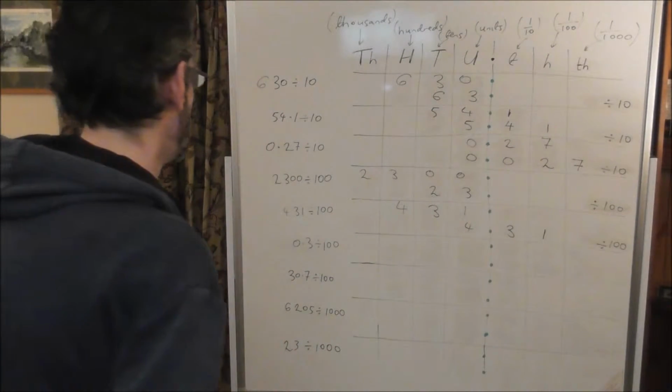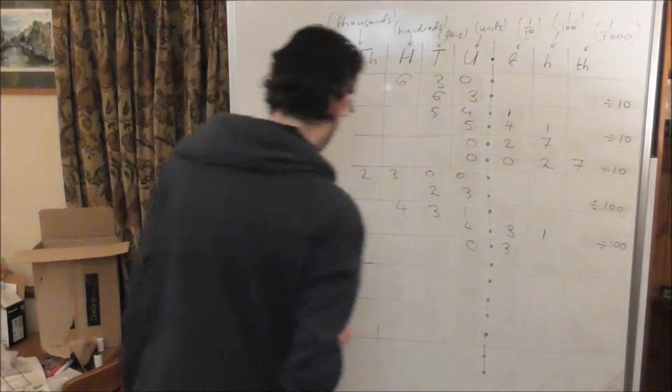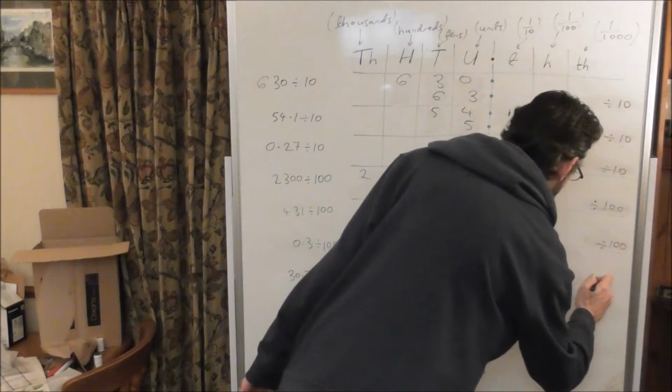0.3, sorry, divided by 100. We're doing division. Divided by 100.